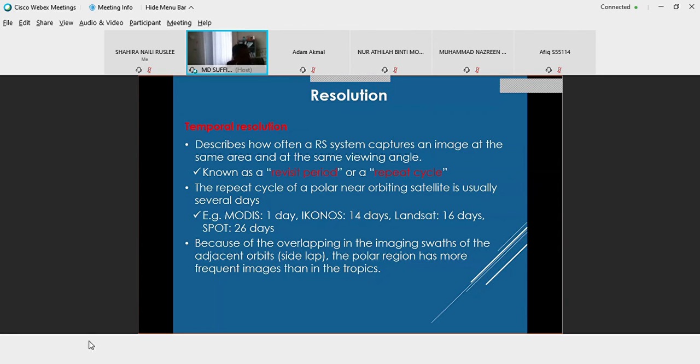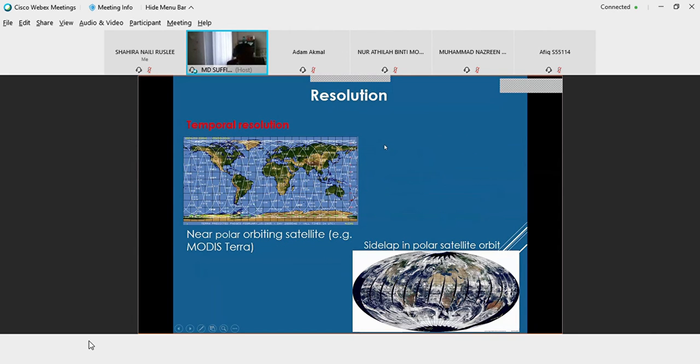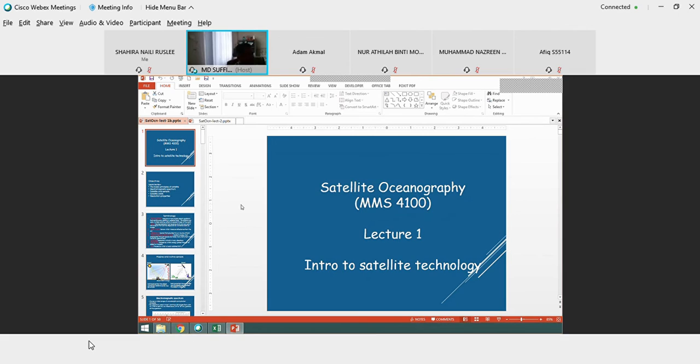Ikonos, 14 hari, Landsat 16 hari, SPOT 26 hari. Sebagai contoh, you dapat SPOT data hari ini 4 bulan, 5 hari bulan. And then, you nak dapat data SPOT, you kena tunggu next data SPOT, you kena tunggu bulan depan. So, that one is a temporal resolution. So, nampak kat sini untuk modis, dia overlap, dalam masa 14 hingga 16 hari. So, that one is introduction to satellite technology.